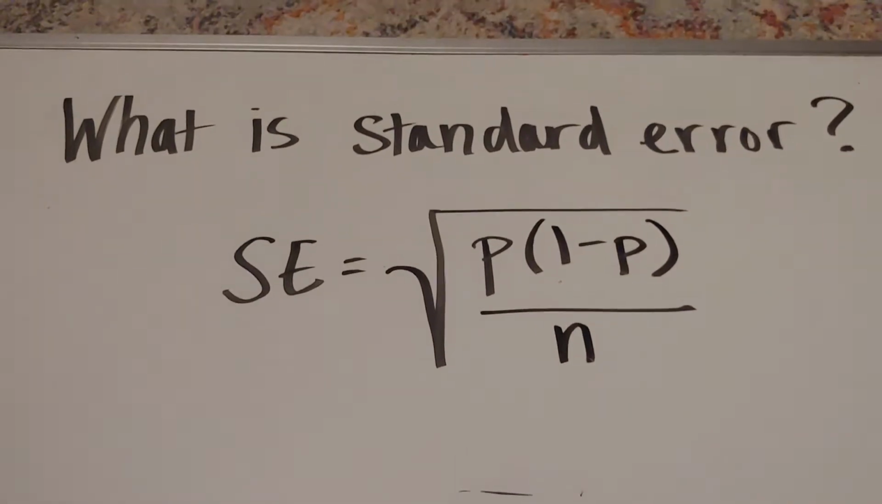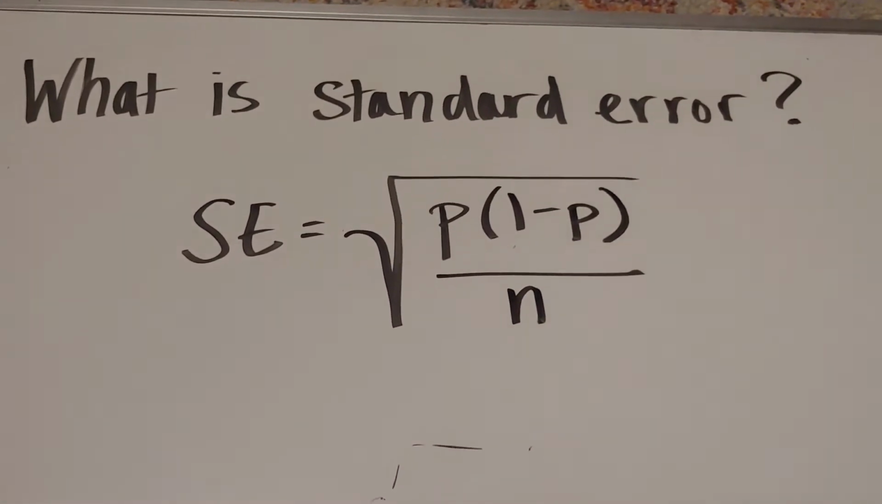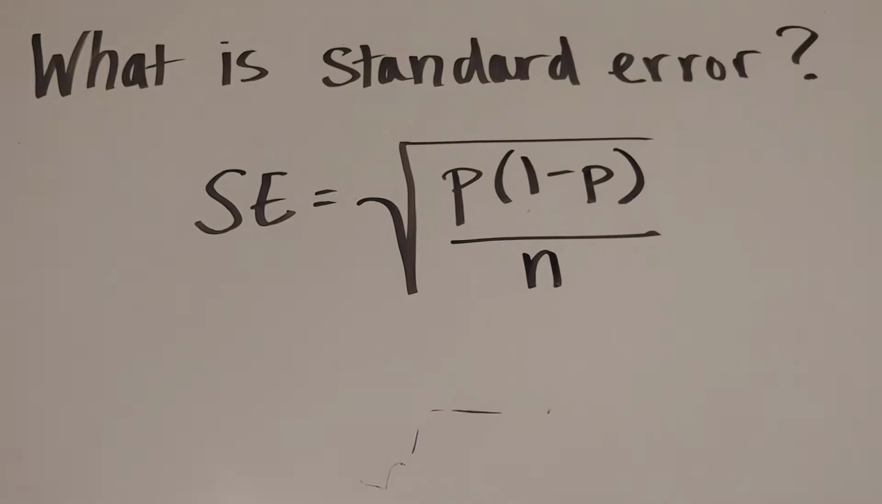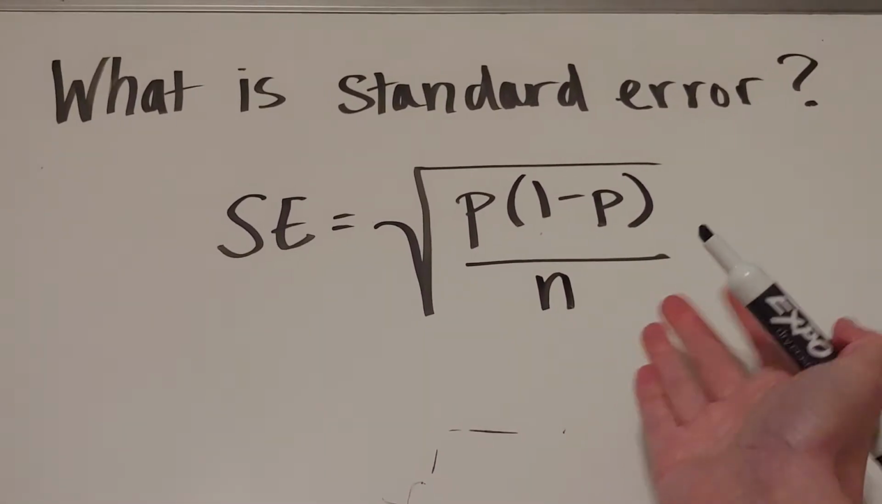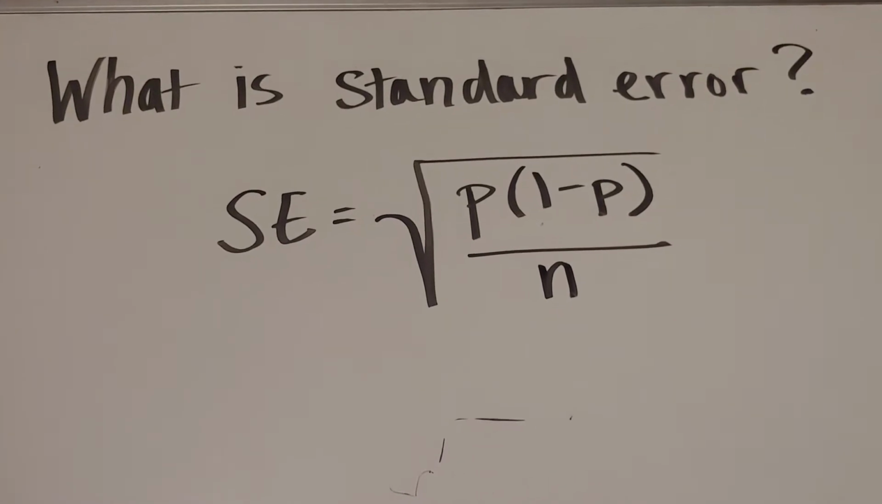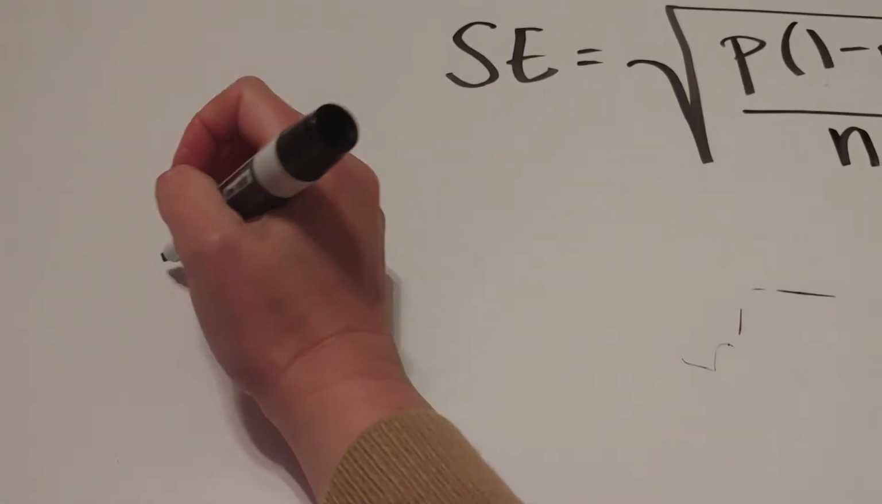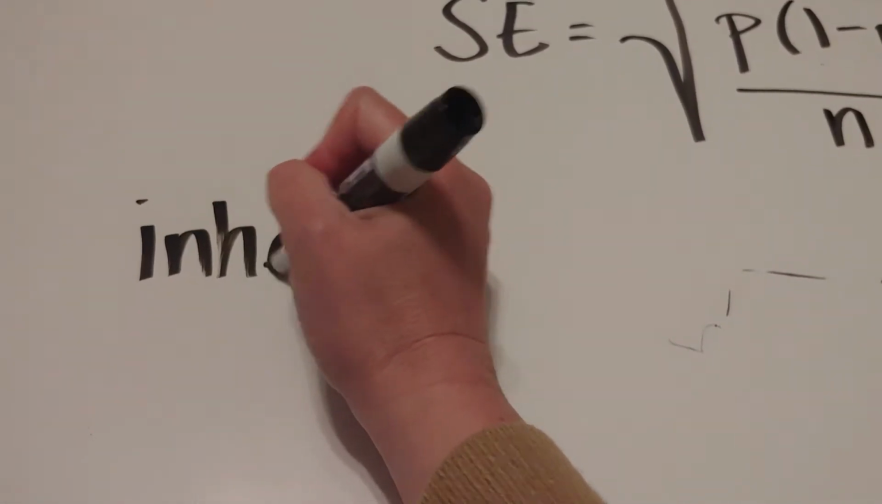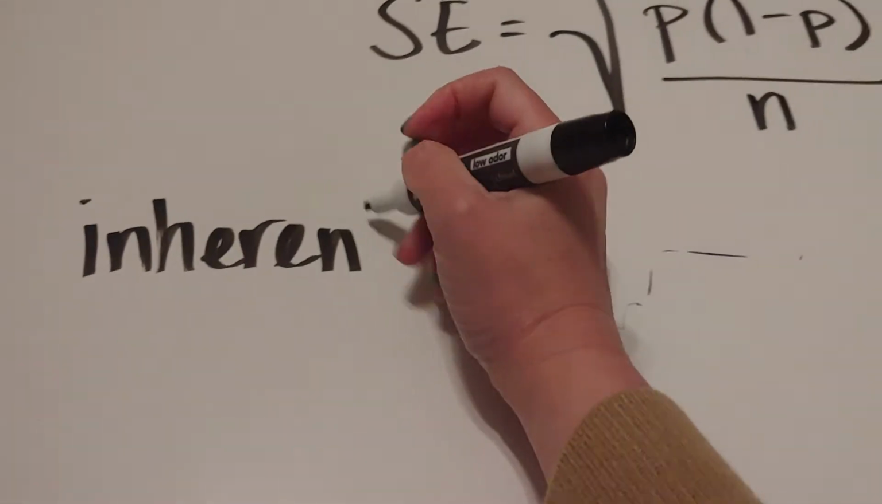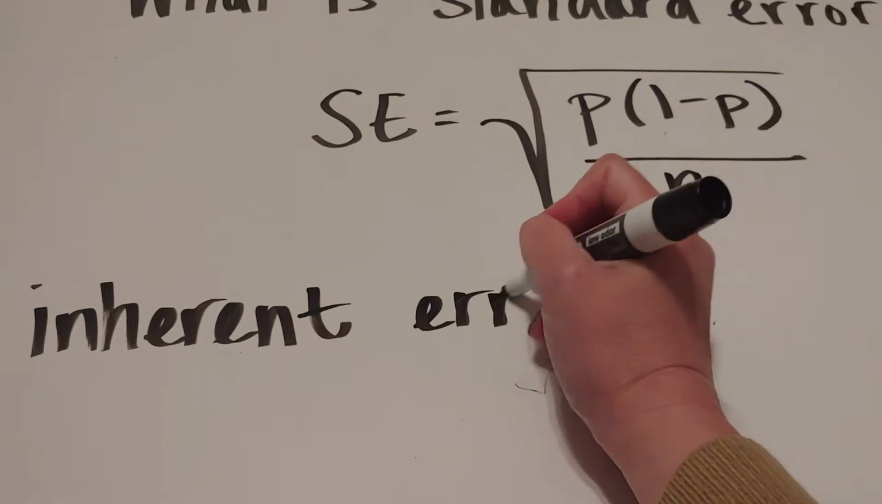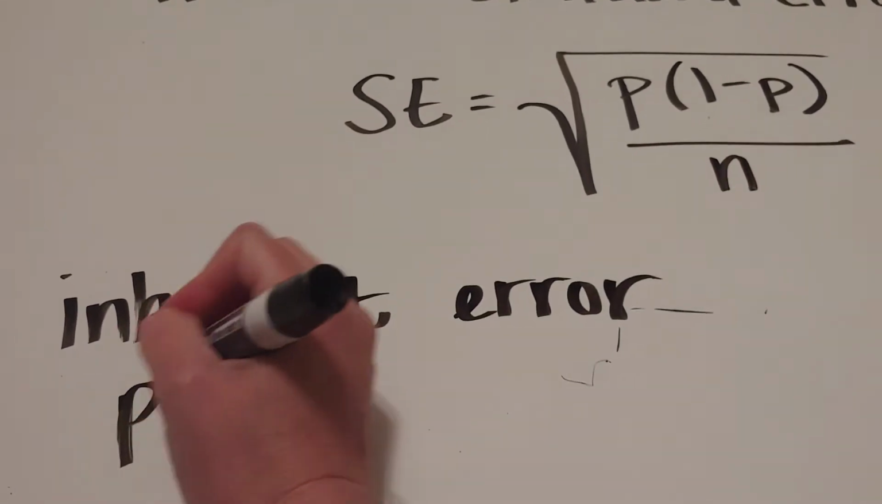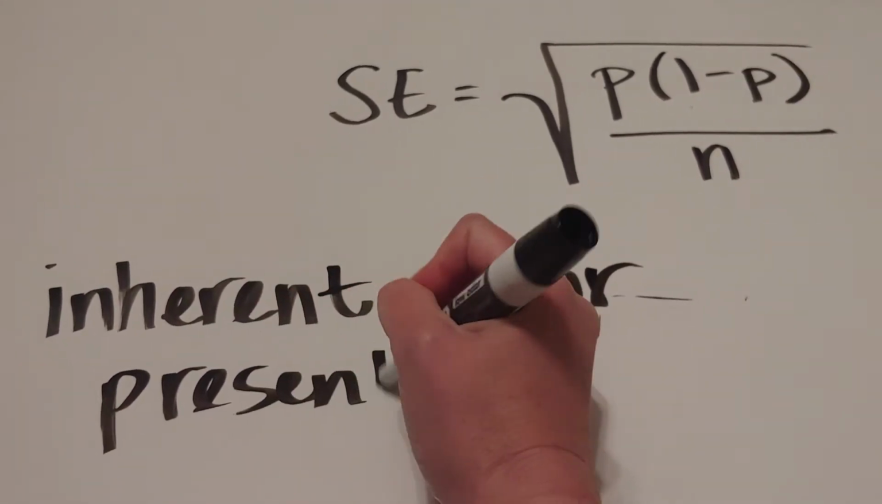In this video, we're going to talk about standard error. So first off, what is it? The short answer is it's a decimal we calculate using this formula. The longer answer is that it's basically inherent error. Can I spell inherent? Maybe. Inherent error present in a study.